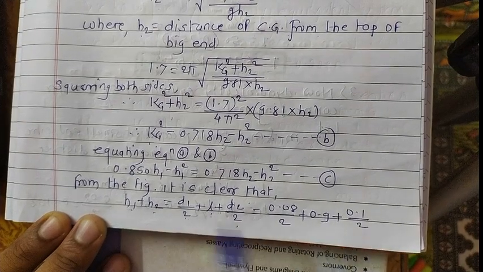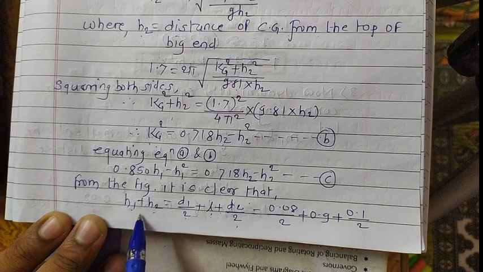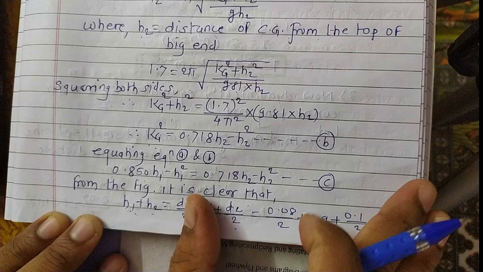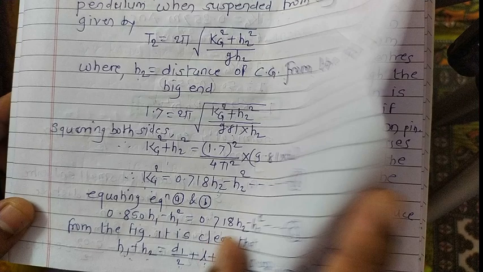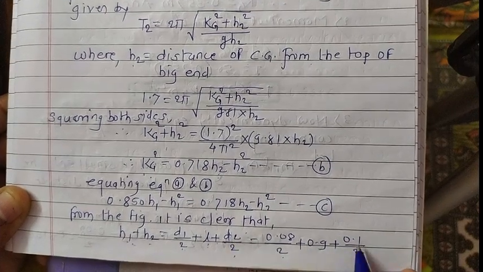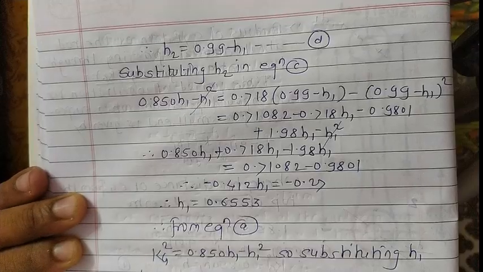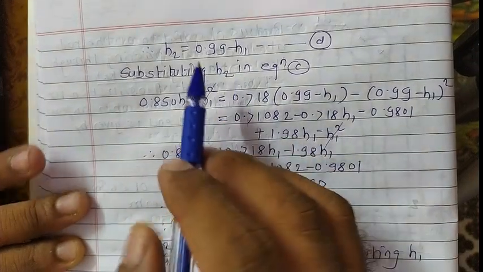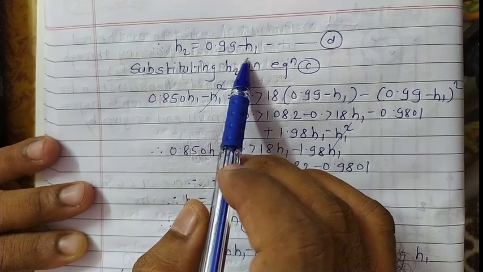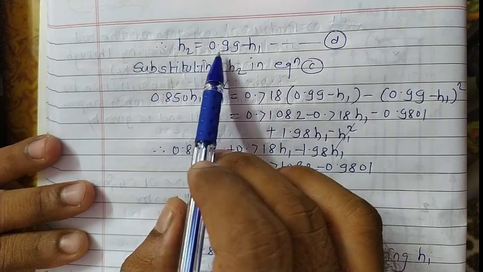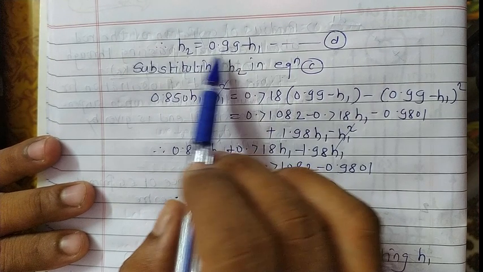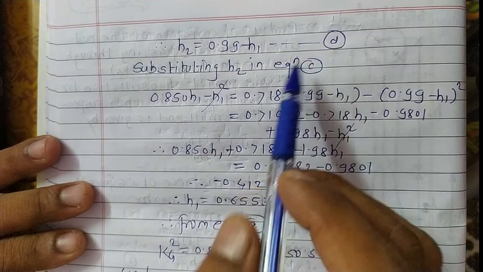So from this relation, we can get H1 plus H2. We know D1 is 0.08 meter, divided by 2, plus center distance 0.9, plus D2, which is 0.1, divided by 2. So from this we can write H2 equals 0.99 minus H1, or H1 plus H2 equals 0.99. So we can get the value of H2 in terms of H1. Give the equation number next for this one, D.